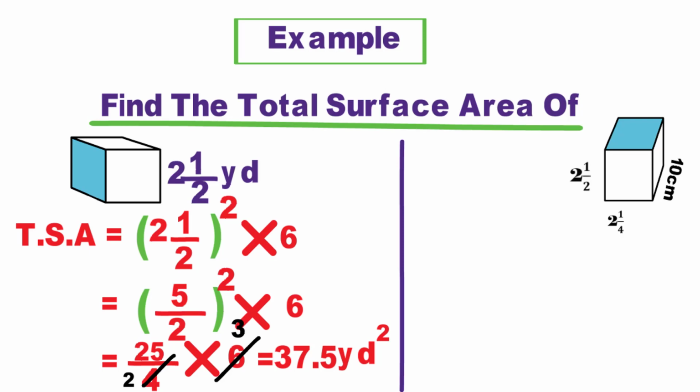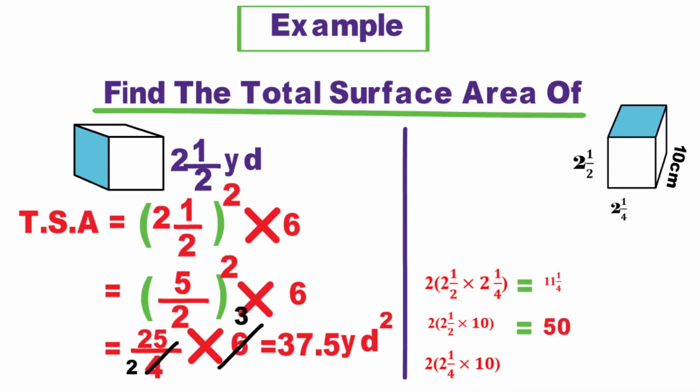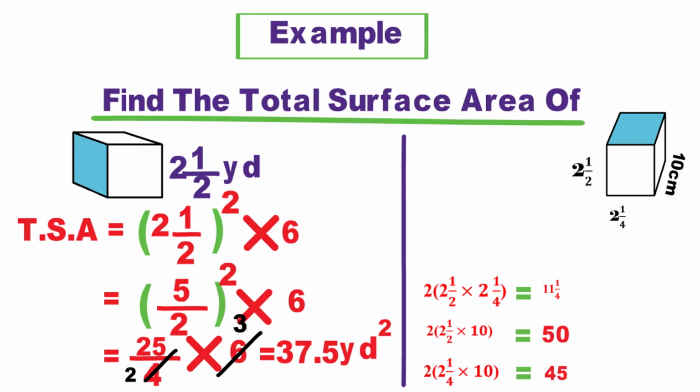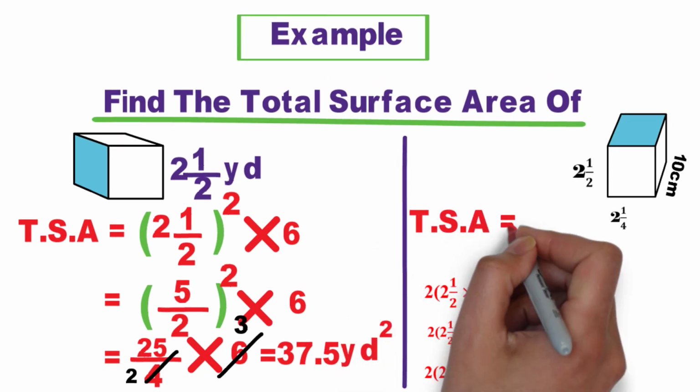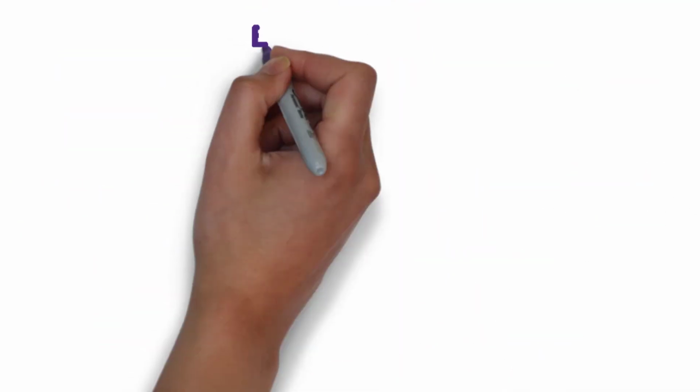Next, a rectangular prism with dimensions 10, 2 1/4, and 2.5 centimeters. Just find the area of each 2 opposite faces. The first face, the double product of 2.5 times 2 1/4. Second, the double product of 2.5 times 10. Third, the double product of 2 1/4 times 10. The first equals 11 1/4. The second equals 50. The third one equals 45. Now, add all products. So, the total surface area will be 106 1/4 square centimeters.